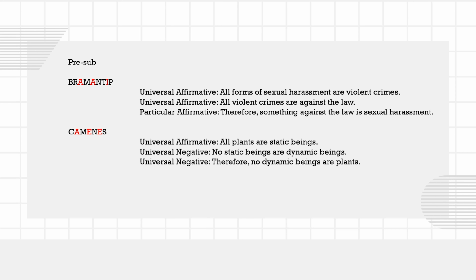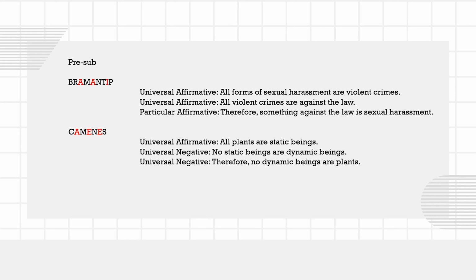This syllogism adheres to the principles of categorical logic, demonstrating that if all plants are static beings and no static beings are dynamic beings, there can be no overlap between dynamic beings and plants, as suggested by the premises.